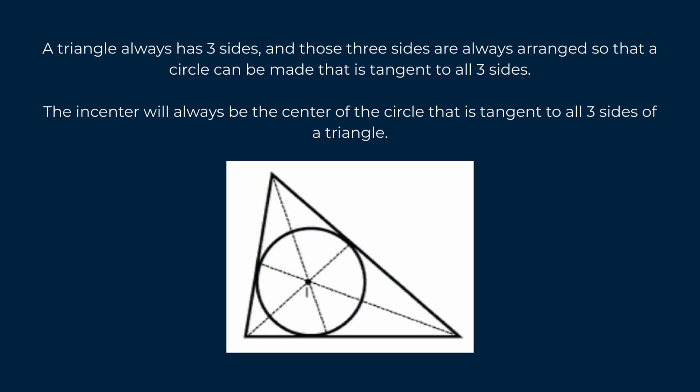Now, if you don't know what the word tangent means, then don't worry. We will go over that in other lessons. Just know that a tangent to a circle is a line that barely touches the circle, just at one singular point. It does not go through the circle, but just barely touches it. Think of a ball pressed up against a wall. That is a tangent to the ball. The incenter will always be the center of the circle that is tangent to all 3 sides of the triangle. So there will always be a circle that is tangent to all 3 sides of the triangle, and the incenter is the center of that circle.